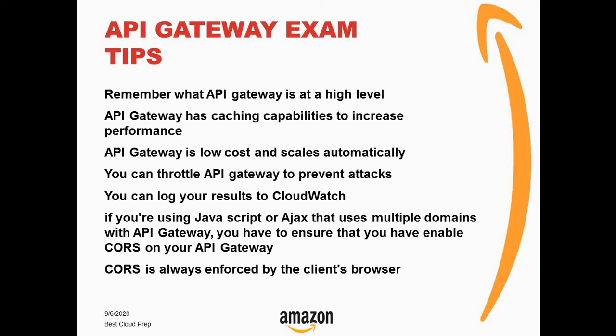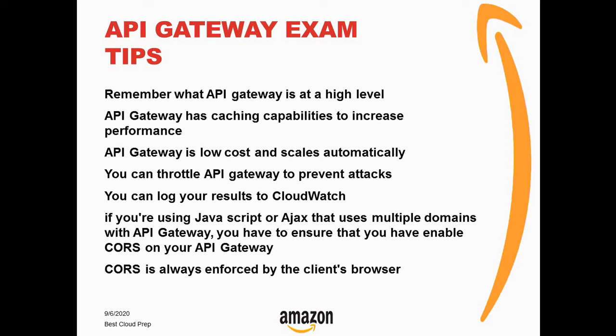Then comes API Gateway. So just remember what it is at a high level. It's basically a gateway into your AWS resources or your AWS infrastructure. It has a caching capability to increase performance. It's low cost and scales automatically. That being said, you can throttle API Gateway to prevent attacks, and you can log your results to CloudWatch using API Gateway.